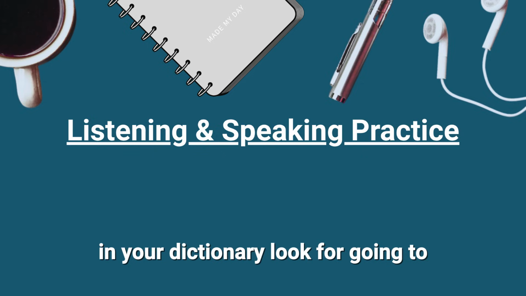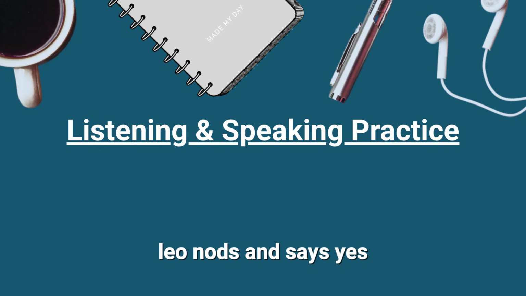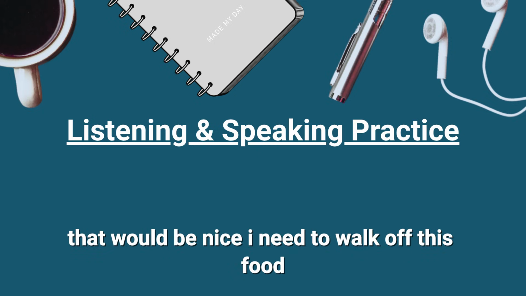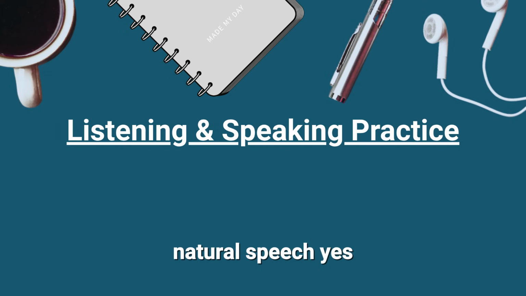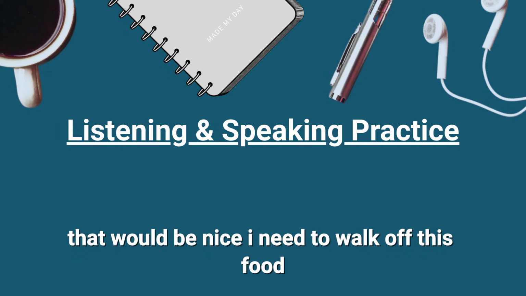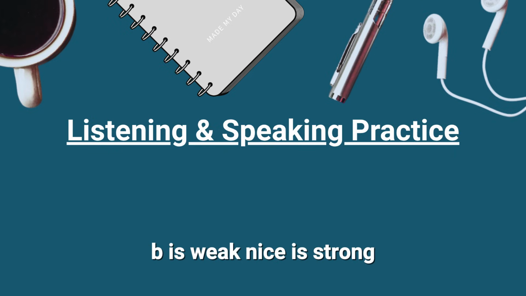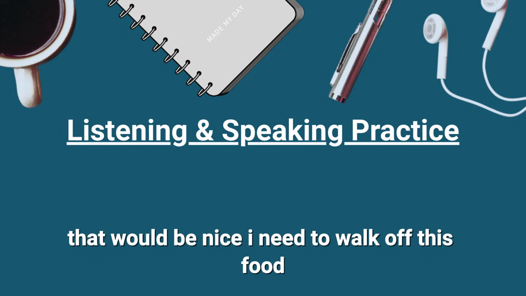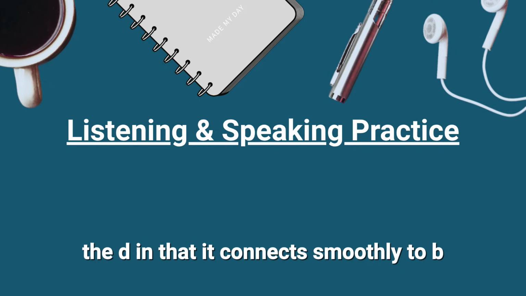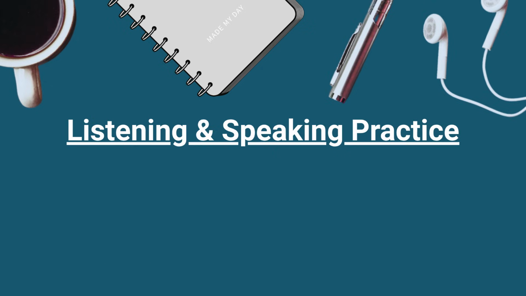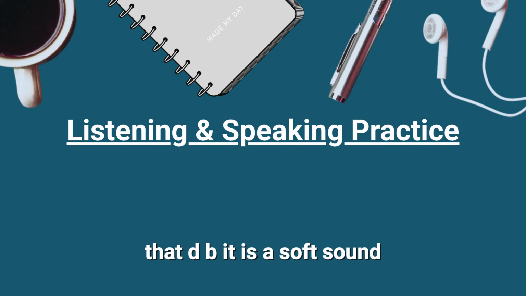Look for going to. Leo nods and says, "Yes, that would be nice. I need to walk off this food." Natural speech: Yes, that'd be nice. I need to walk off this food. That would contracts to that'd. Be is weak. Nice is strong. I is short. Need is strong. To is 'ta'. Walk is strong. Off is strong. This is short. Food is strong. Yes, that'd be nice. I need to walk off this food. The D in that'd connects smoothly to be. That'd be. It is a soft sound.